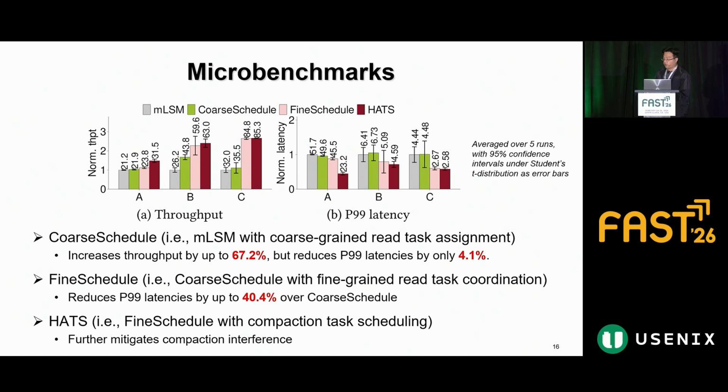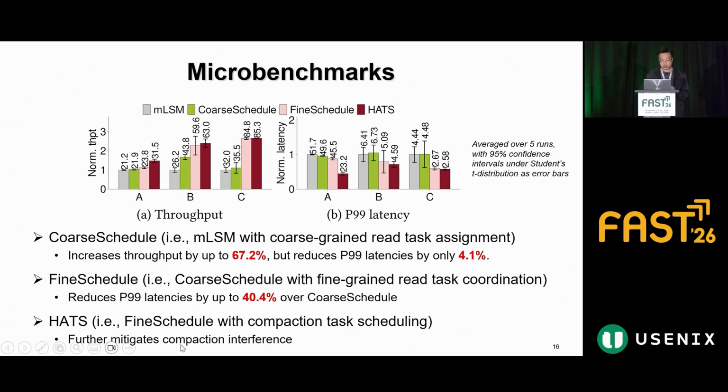So first of all, we want to ask whether coarse-grained and fine-grained scheduling are really necessary. We look at the coarse-grained scheduling. The coarse schedule can increase the throughput over the baseline, but only slightly reduces the tail latency, because it doesn't react to the current system conditions. So we also need fine-grained scheduling, and we see that it can reduce the tail latency further over coarse-grained scheduling. And on top of fine-grained scheduling, it also applies to compaction task scheduling.